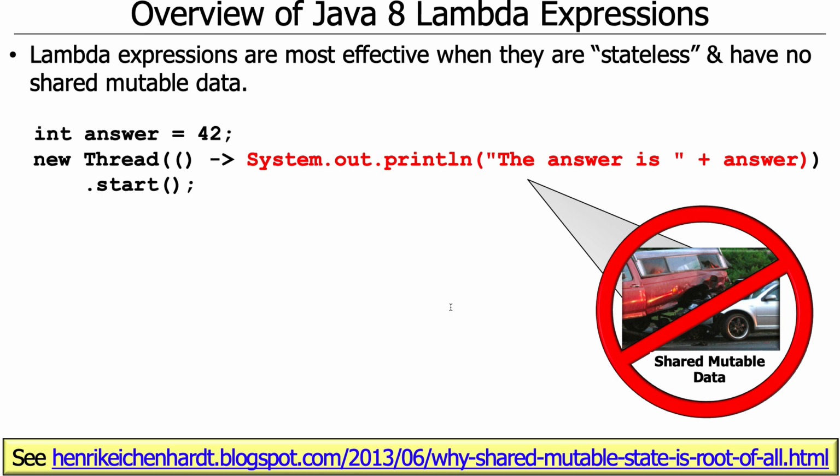Lambda expressions are most useful when they're stateless and have no shared mutable data. Remember that shared mutable state is the root of all evil. You can read this article for more information about why that's the case, and that's because it leads to race conditions. So we like to use stateless Lambda expressions. That's the great way to go.